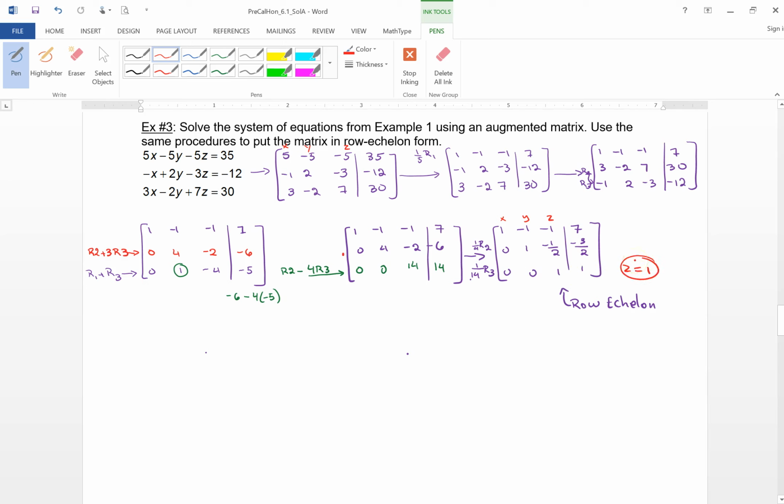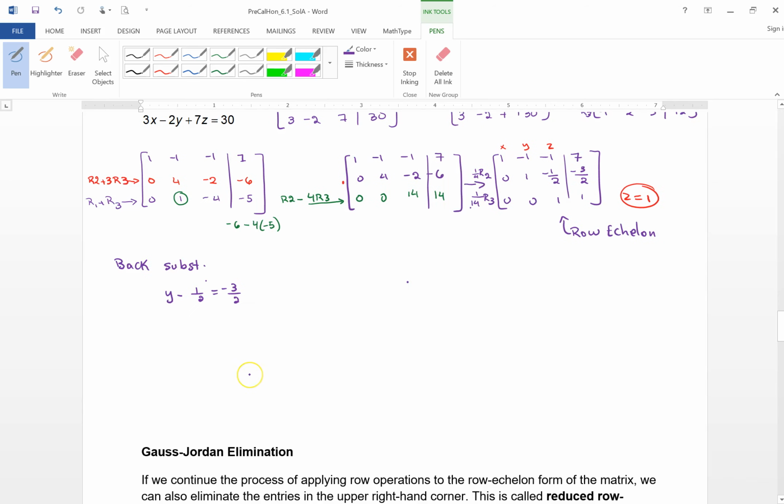And now we can back substitute. y equals negative 3 over 2. So y minus 1/2 equals negative 3 over 2. Okay, and if you add a half, you get... oh no, my bad. Negative 1, because it's negative half plus a half. I saw positive. And so y equals negative 1.